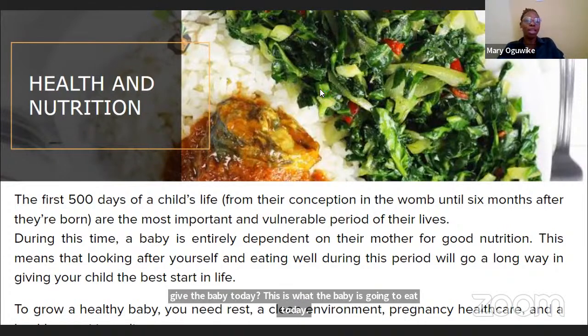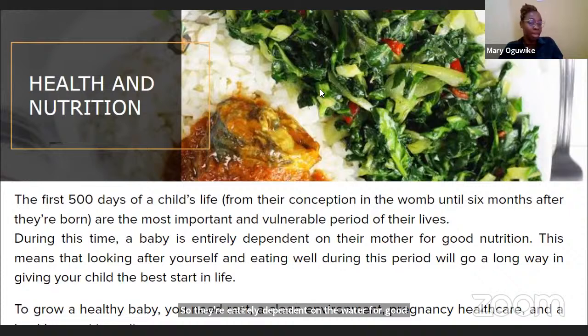And that means that looking after yourself and eating well during this period will go a long way in giving your child the best start in life. Now, to grow a healthy baby, you need rest, a clean environment, pregnancy health care. That's why there is antenatal care, and of course, a healthy nutritious diet.